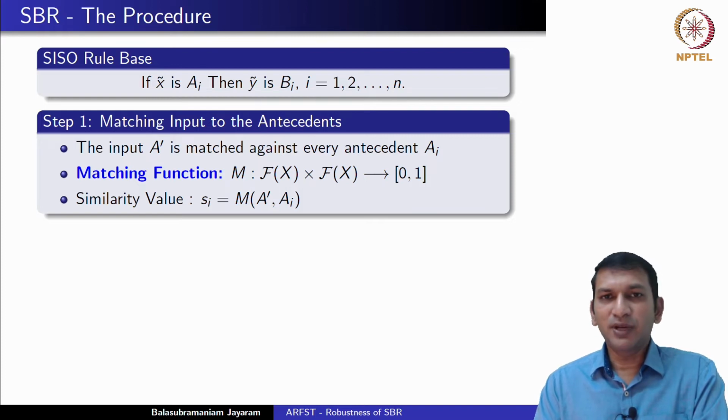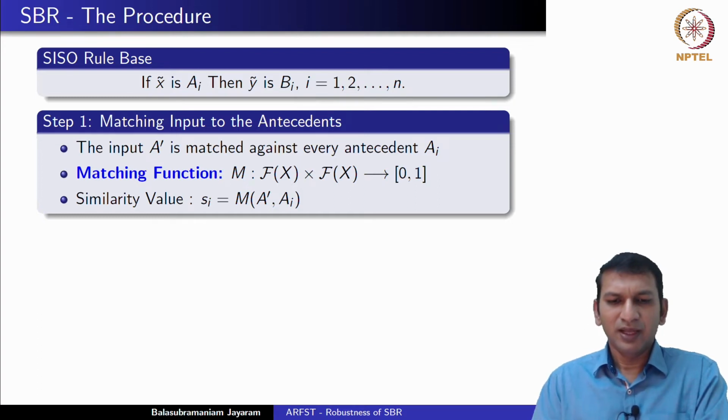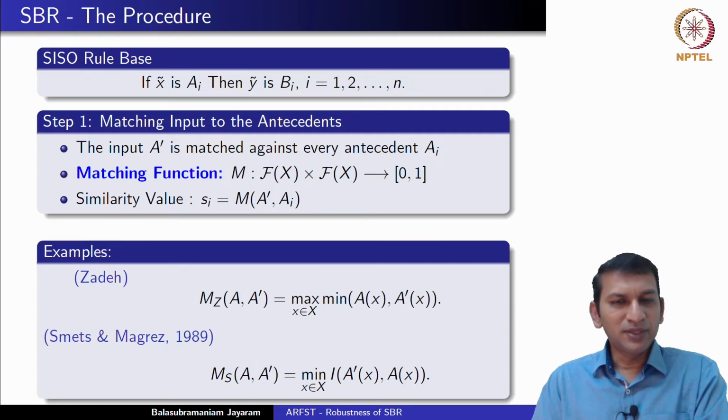For this, we use a matching function M from F(X) cross F(X) to [0, 1]. So the similarity values are normalized between 0 and 1. Some of the examples that we have seen consistently are Zadeh's matching function and the one of Smith-Magre.